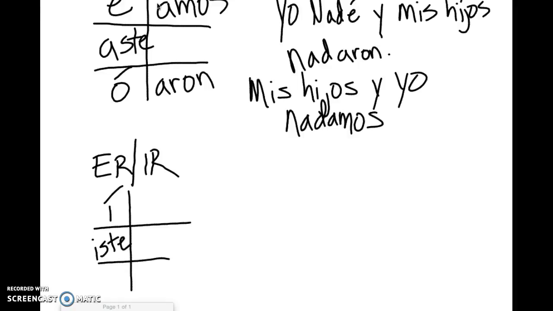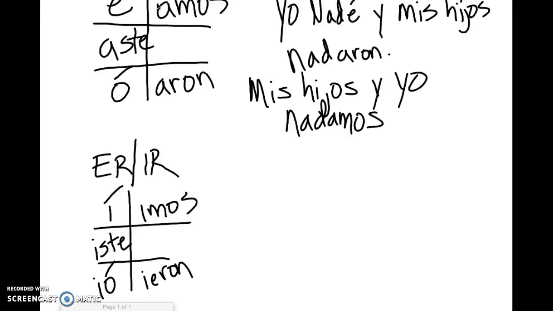The he, she form ending is ió with an accent. With an accent. The we form ending is imos, and the they form ending is ieron.